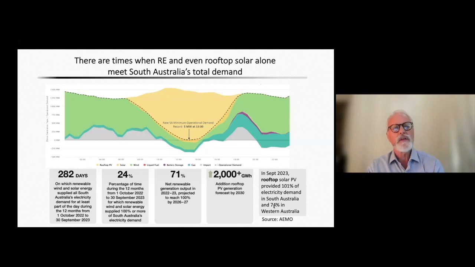It's been widely reproduced, where in South Australia, renewable energy at many times, 282 days, there were moments where solar and wind produced more than 100% of the electricity demand. And that was over a 12-month period, 24% of the time, it met more than 100%. And if you look at the cumulative contribution of renewables in South Australia in that period, 71%. And there are times, and this was really something that I hadn't appreciated, there are times when rooftop solar alone meets that total demand in South Australia, and very significant proportion in Western Australia.